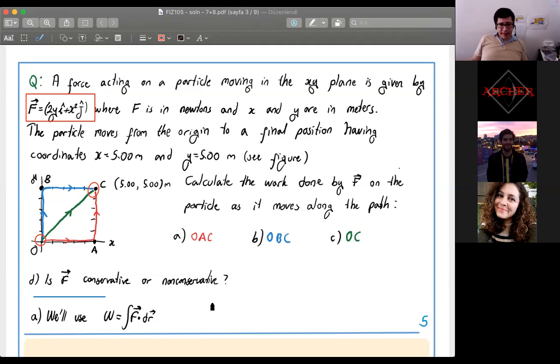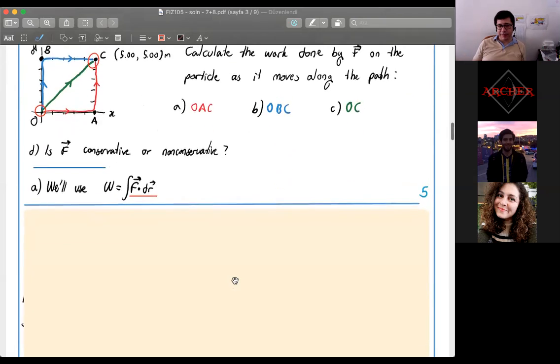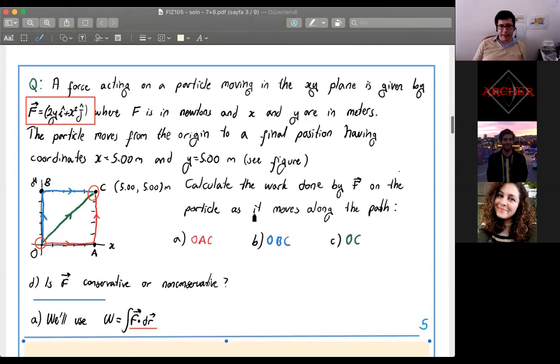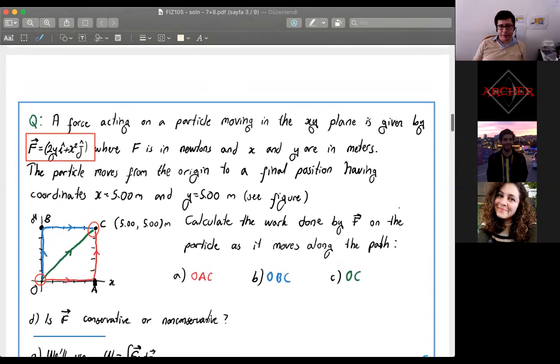And since this is happening in 2 dimensions, of course we can also do it in 1 dimension, but here we have to use vectors, okay? And this scalar product. So it's the more general form of the definition of work. For the first path, OAC, here to here, we will do the calculation like this. We will divide this path into 2 parts, from O to A and A to C, and we will calculate them separately, okay?